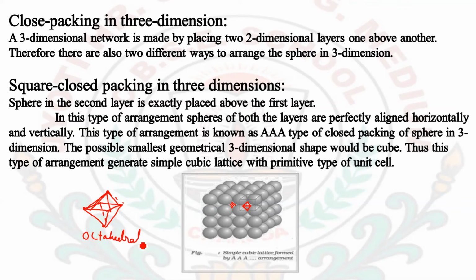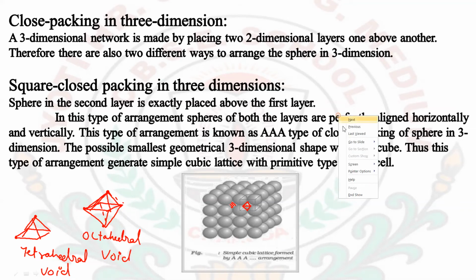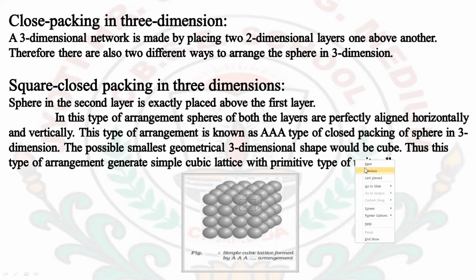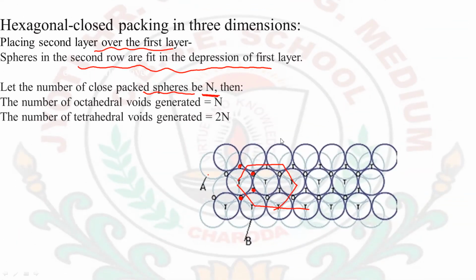So this gap is known as an octahedral void. And if I take out a single layer only, like this, then it is called a tetrahedral void. So two types of voids are there: one is the octahedral void and one is the tetrahedral void.